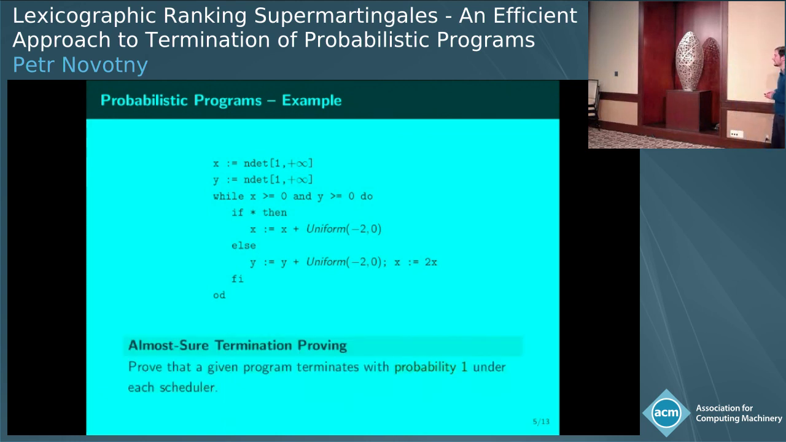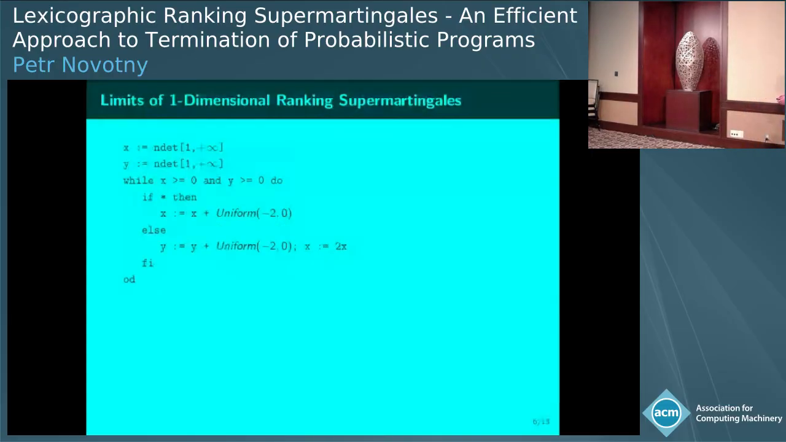And our task is, when we are given a program, let's say like this, we want to prove that the program terminates with probability 1, no matter how this non-determinism is resolved in each iteration. So how can we do that?